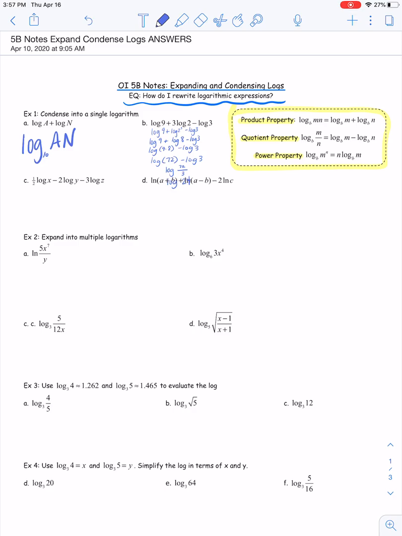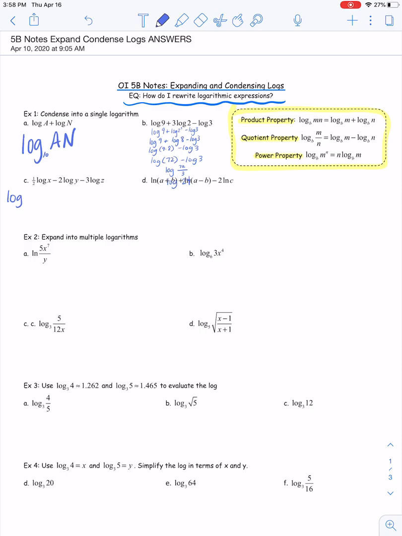Part C, I have 1/2 log of x minus 2 log of y minus 3 log of z. So I noticed that I have a coefficient on all those terms, so I need to apply the power property. I'll probably go ahead and do that first and then apply my quotient property because I've noticed that it's all subtraction. There's no addition there, so I'm not going to use the product property at all. So applying the power property, coefficients become the power. So this is really the log of x to the 1/2 power.